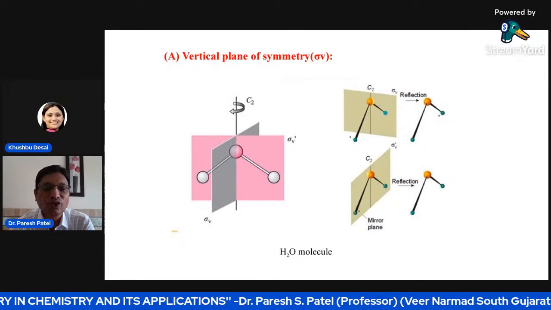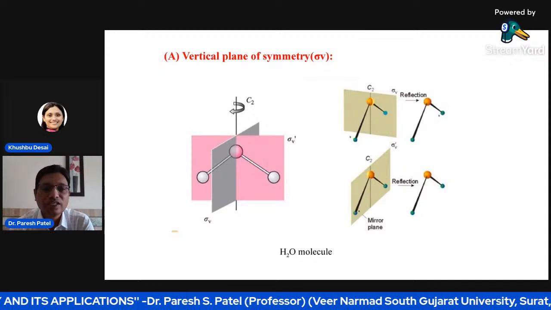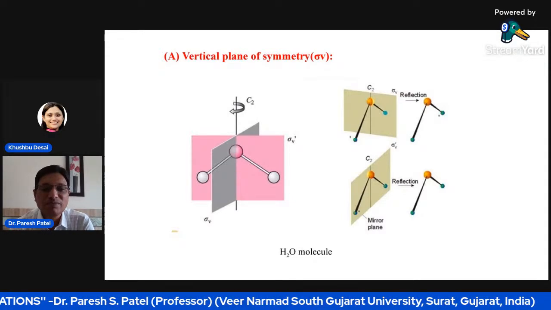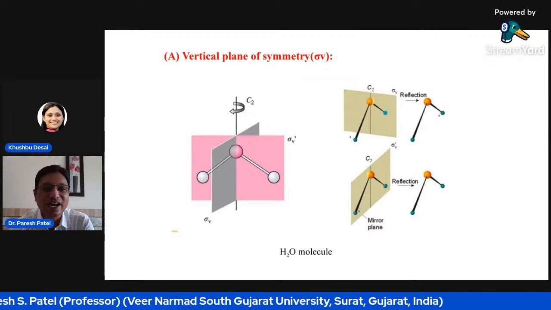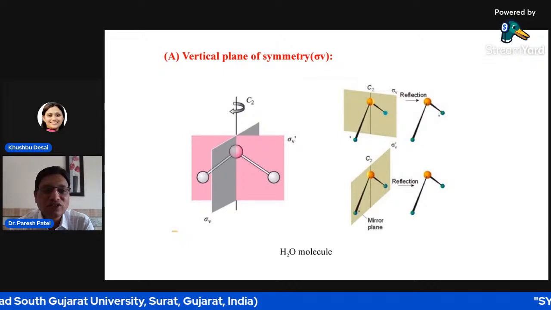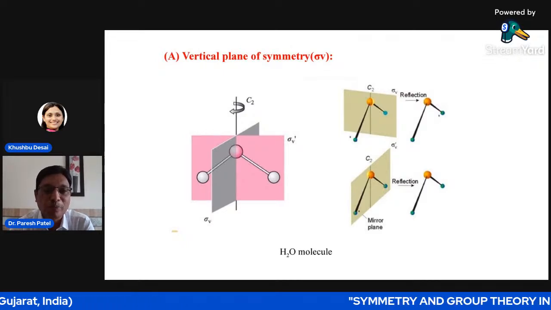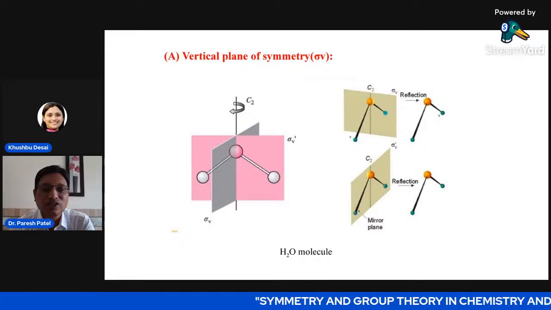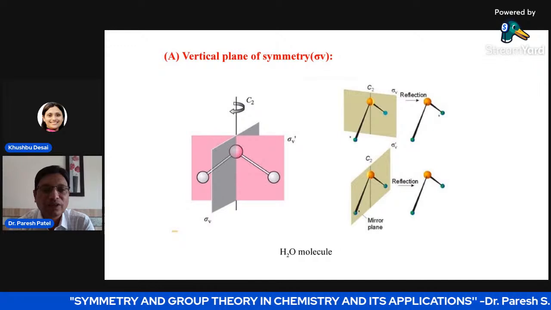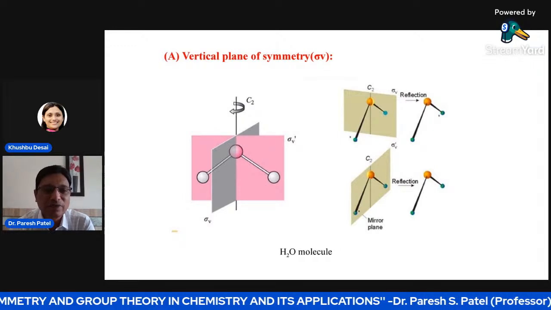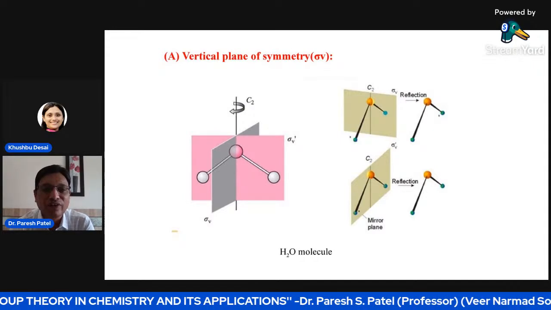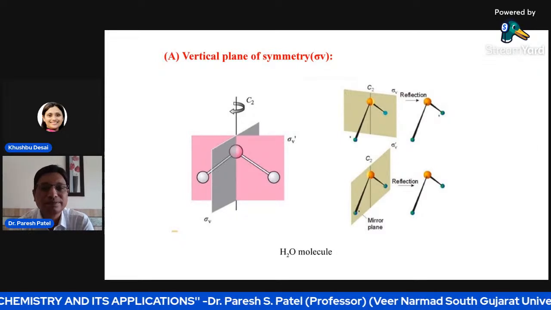So in case of the water molecule, sigma xz and sigma yz, two planes, are present in the water molecule. Why are these known as vertical planes? Because both these planes are parallel to the main principal axis. So the symmetry elements are sigma v(xz) and sigma v(yz). Next one, please.